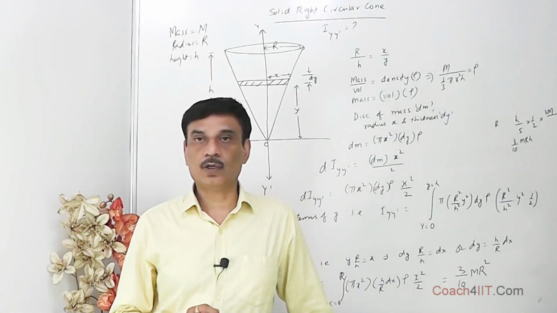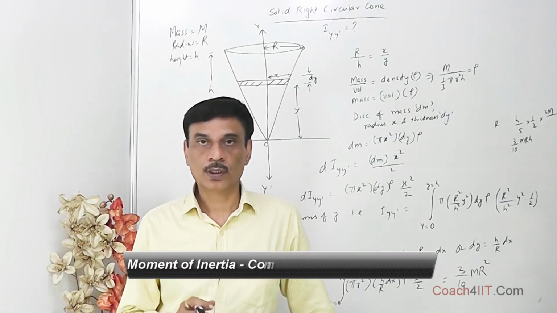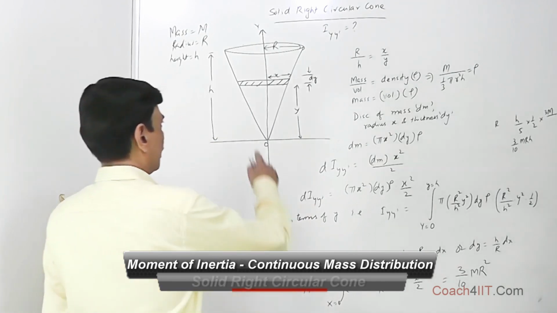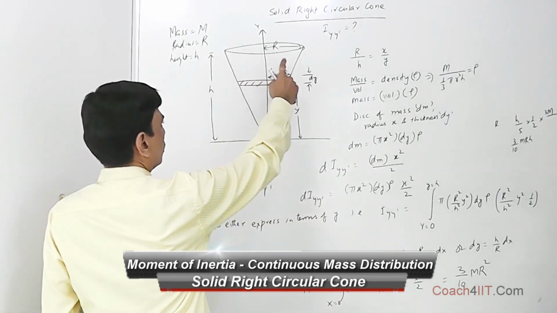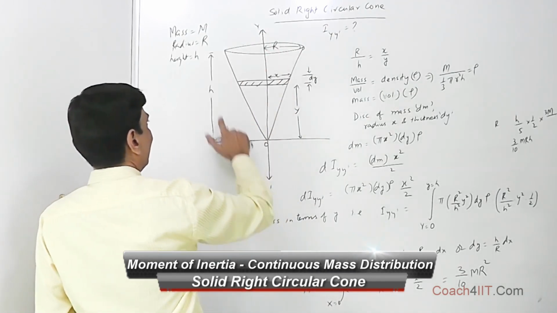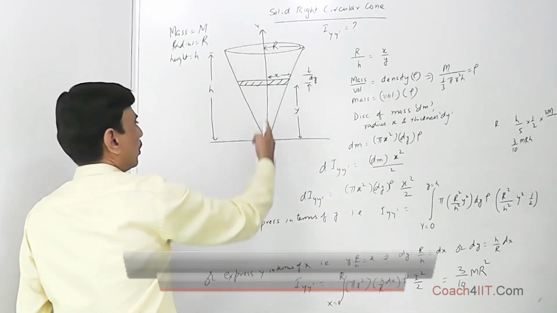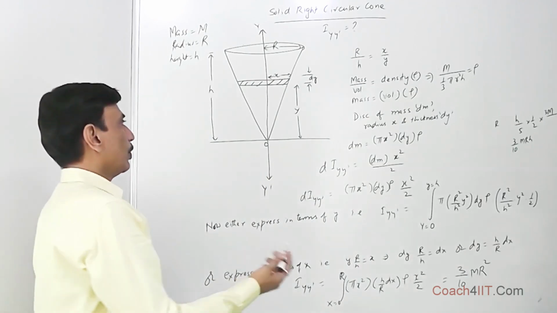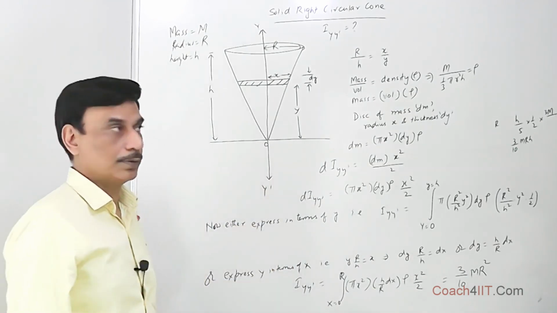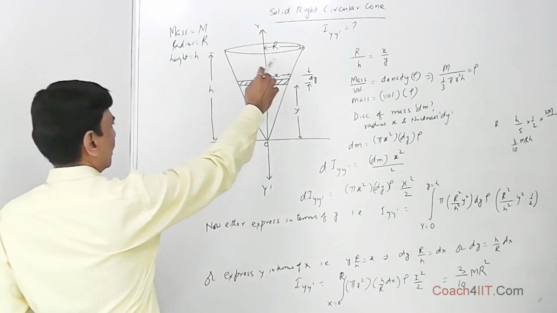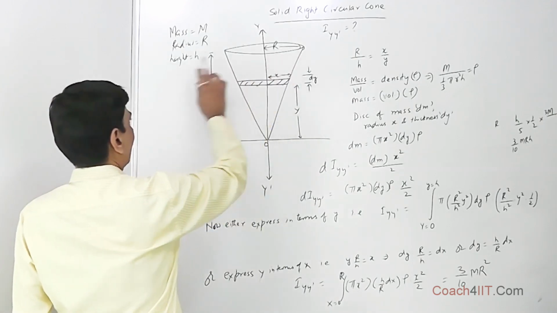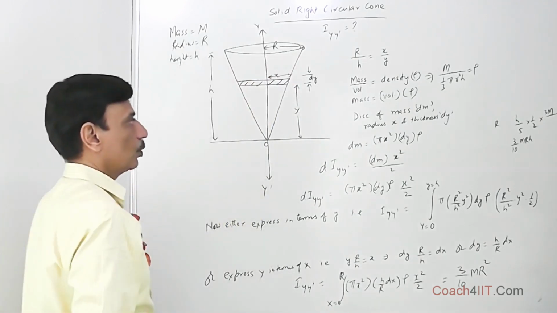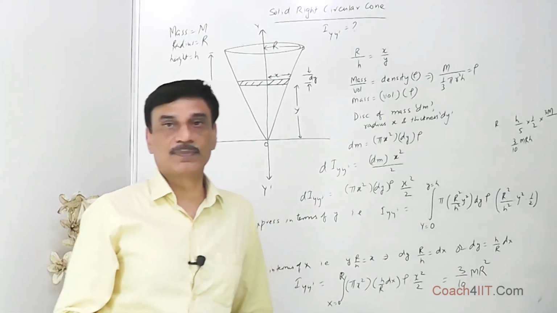Moment of inertia of a right circular solid cone about the central axis. Let's say this is a right circular solid cone, radius r, height h, and we have to find the moment of inertia of this cone about this axis. As we have done earlier, the mass is m, radius is r, height is h. So the volume, as we know, is pi r square h by 3.